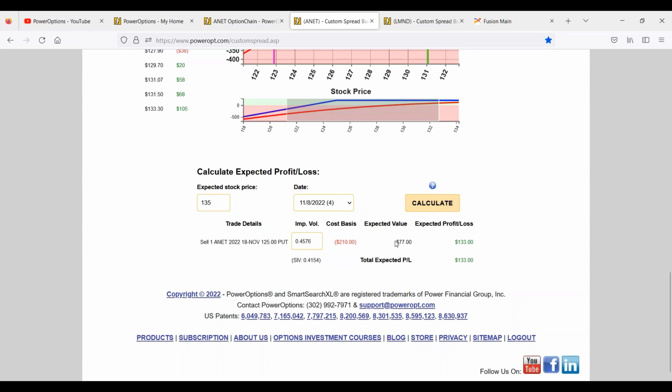Okay, well, not too much. I mean, it drops down to 77, or getting closer to expiration, 14 days away. So the theoretical value is showing us to be around 77 or so to buy back. So we'd make a profit of 133 out of the max expected of 210. In theory, not etched in stone.